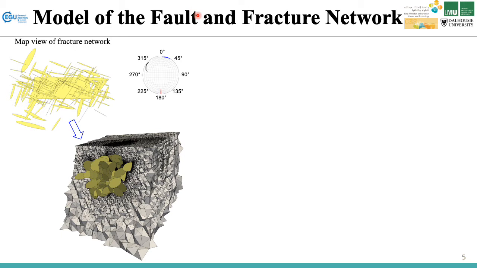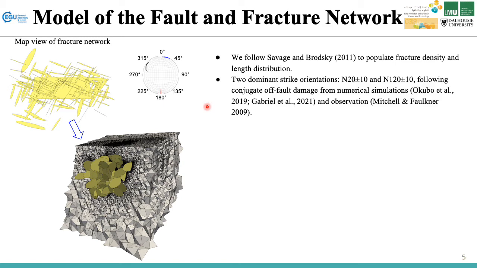To construct the fault and fracture network model, we follow Savage and Brodsky 2011 to populate fracture density and length distribution, as shown by the map view of the fracture network here. To populate the fracture orientation, we follow numerical experiments of off-fault fractures in the damage zone that represent pairs of conjugate fractures near the main fault plane, consistent with field observations by Michel and Faulkner 2009.